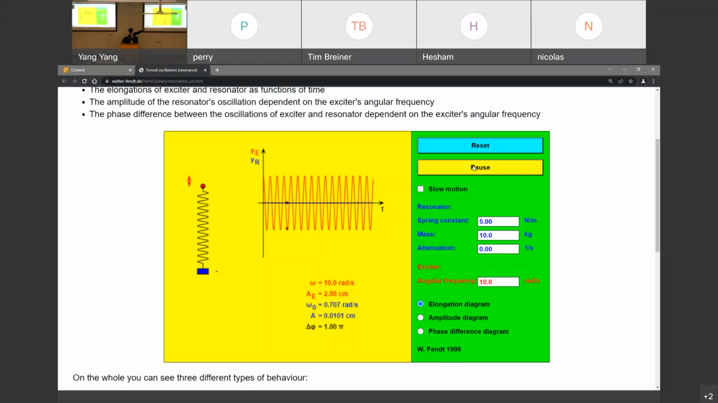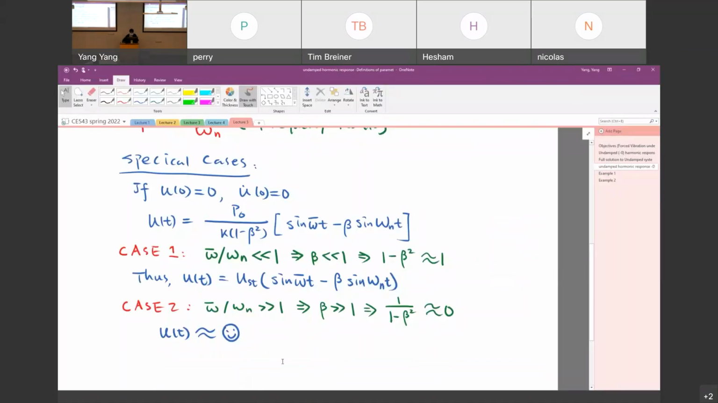This is the case when omega bar is much larger than omega, then the displacement of the mass is about zero. No motion, and that's fancy. That's one of the most fascinating responses. Zero. So case three.